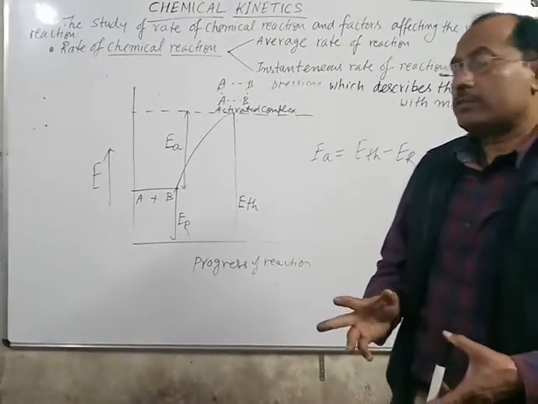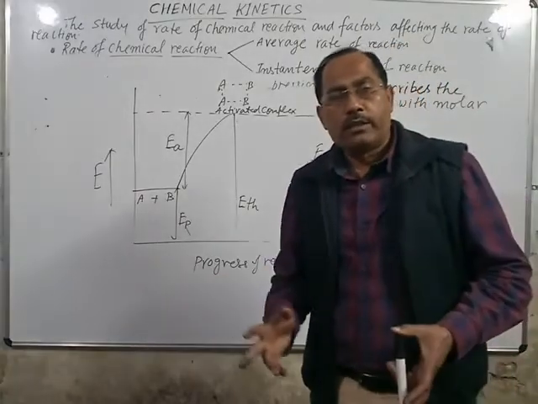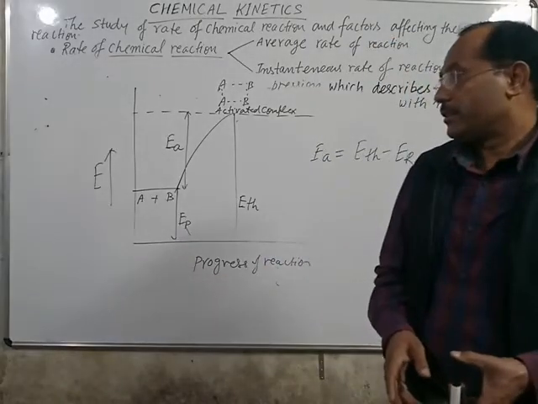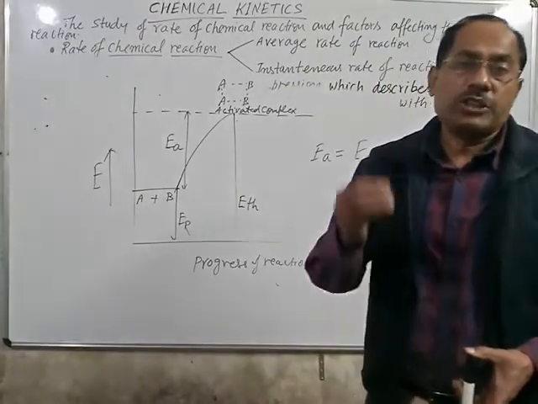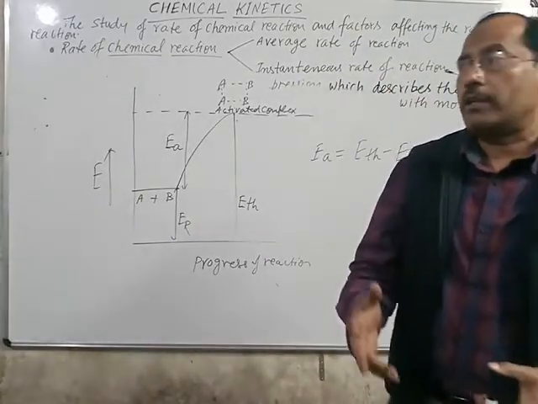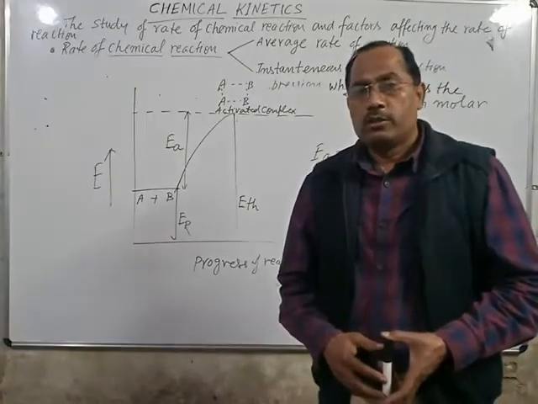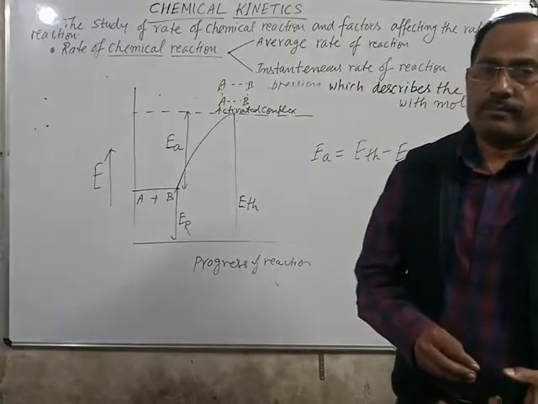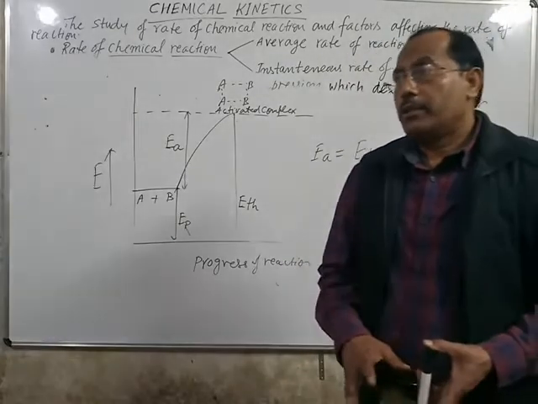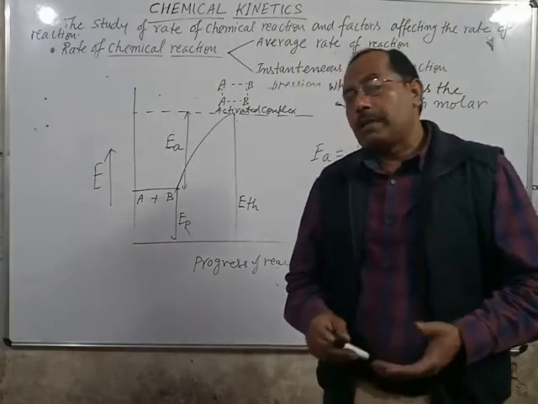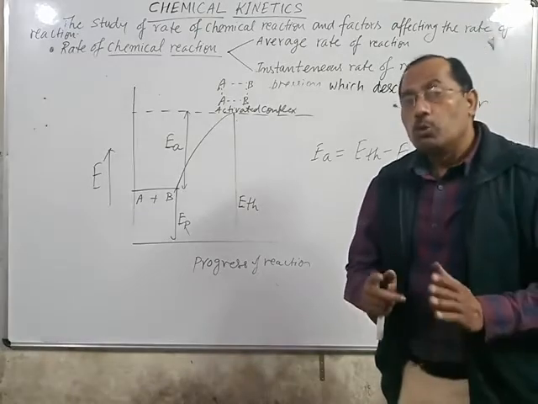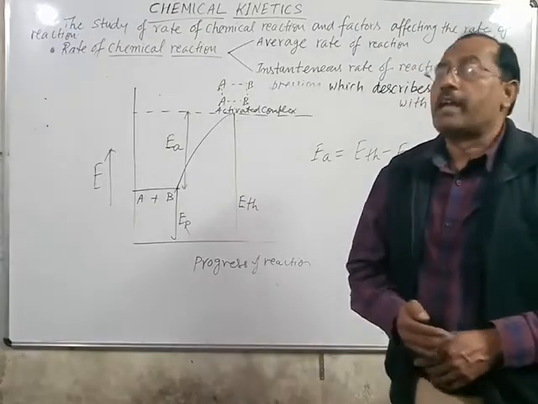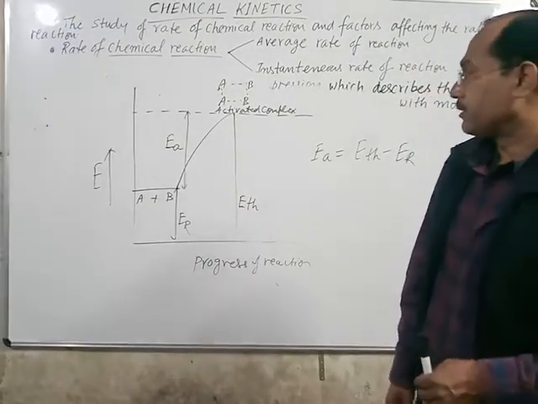So if anyone asks what is the role of catalyst in the rate of reaction, or how does a catalyst speed up the rate of a chemical reaction, you give the simple answer: a catalyst decreases the value of energy of activation for the reaction and it provides new path for the reaction, hence increases the rate of reaction.